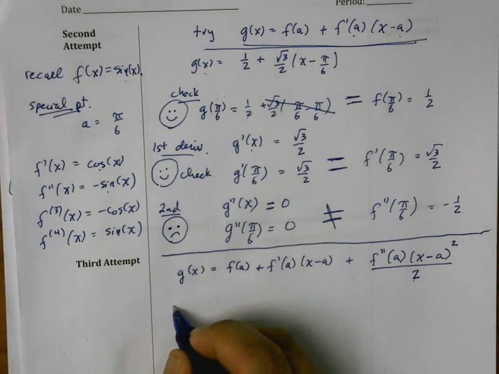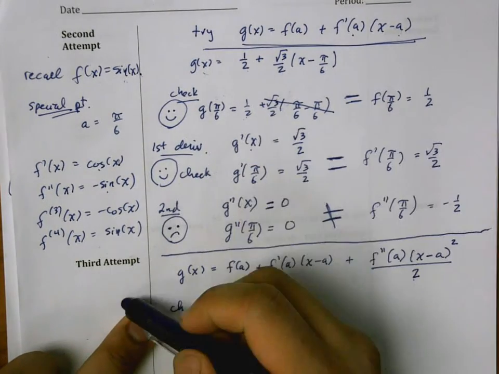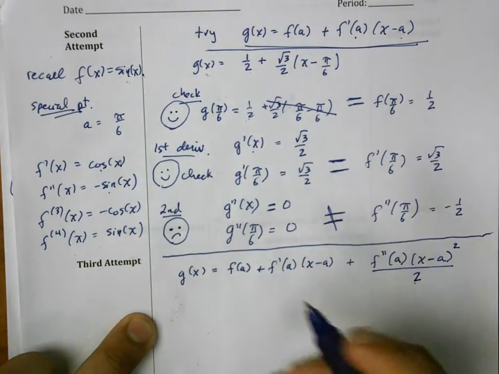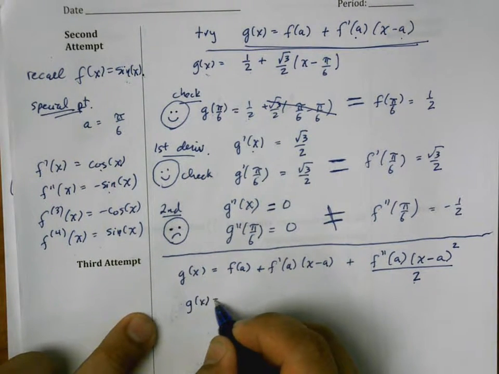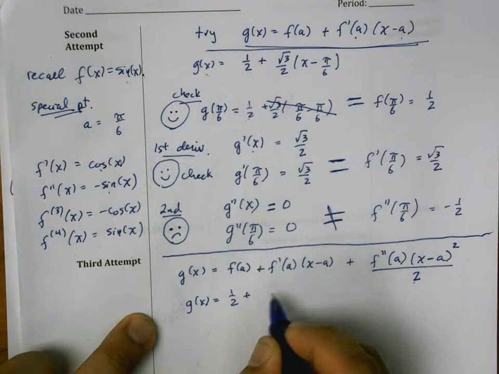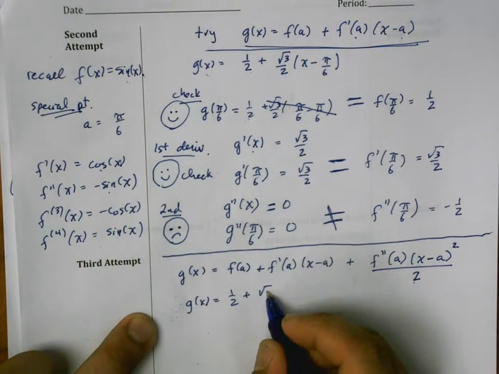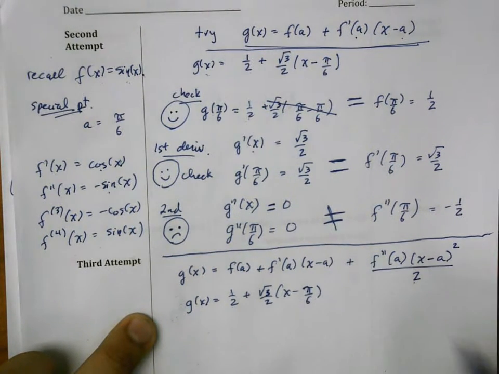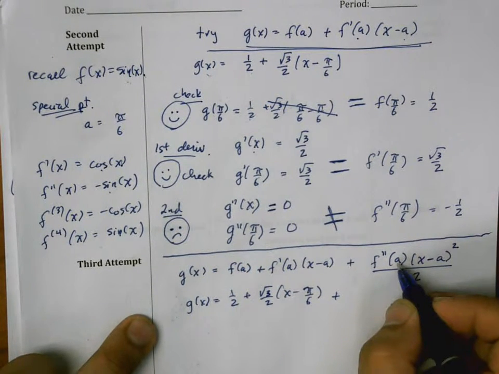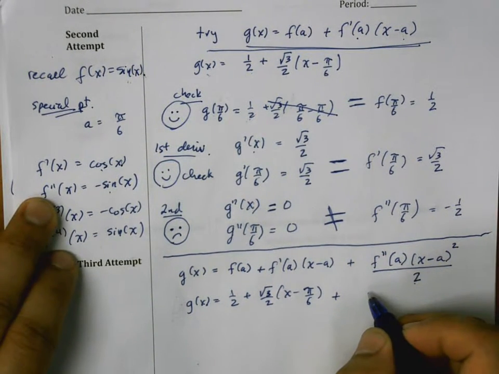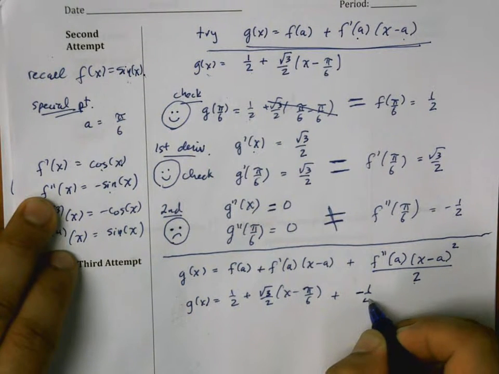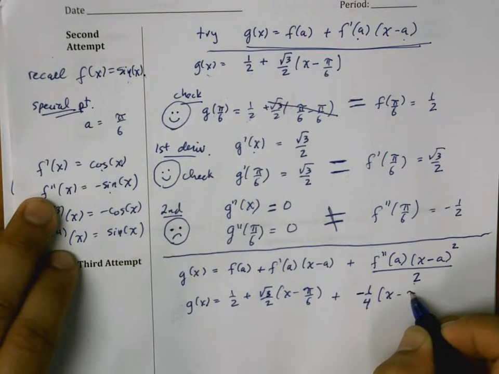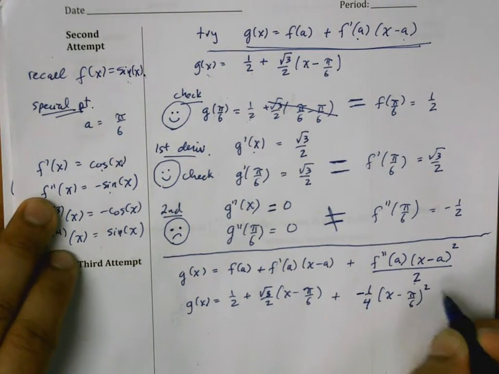So when we first check, let me rewrite this using the specific values that we have. So g of x is equal to f of a, which is 1/2, plus f prime of a, which is root 3 over 2, times x minus pi over 6, plus f double prime of a, which is negative sine of pi over 2, so that's negative 1/2, divided by 2, or that's negative 1/4, times x minus pi over 6 squared.